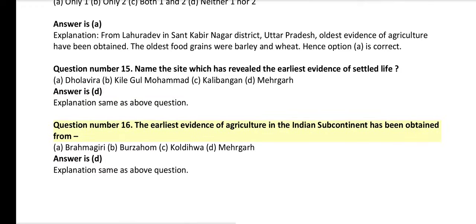Question number 16. The earliest evidence of agriculture in the Indian subcontinent has been obtained from A. Brahmagiri. B. Burzahom. C. Koldihwa. D. Mergarh. Answer is D. Explanation same as above question.